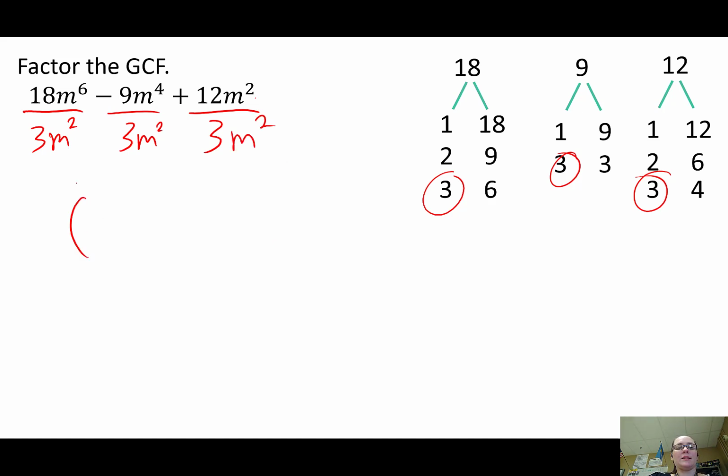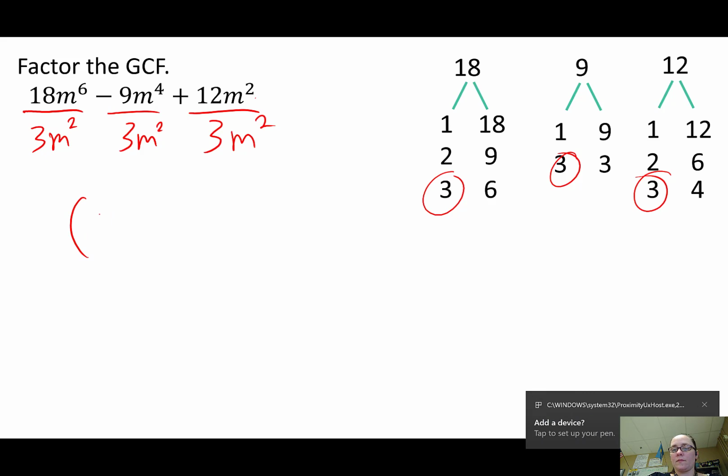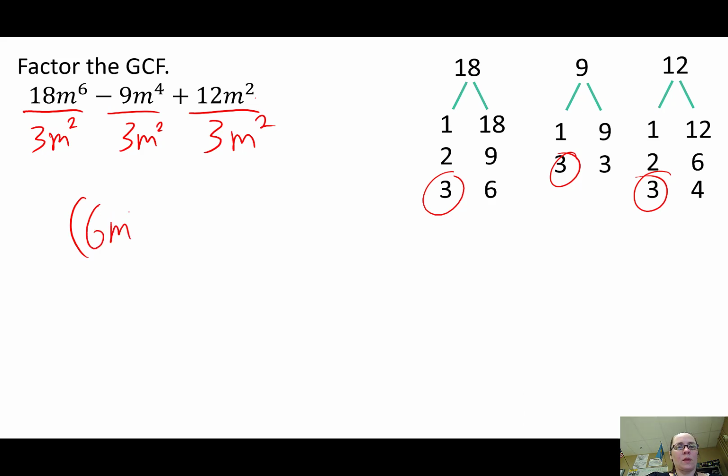So we're going to take 18 divided by 3, and then m to the 6th divided by m squared gives me m to the 4th. Then we're minusing 9 divided by 3 is 3, and m to the 4th divided by m squared gives me m squared. And 12 divided by 3 is 4. m squared divided by m squared cancels out my m's. And my 3m squared goes out front of my parentheses.